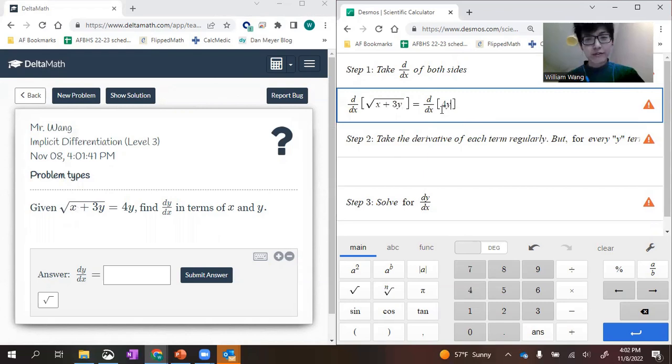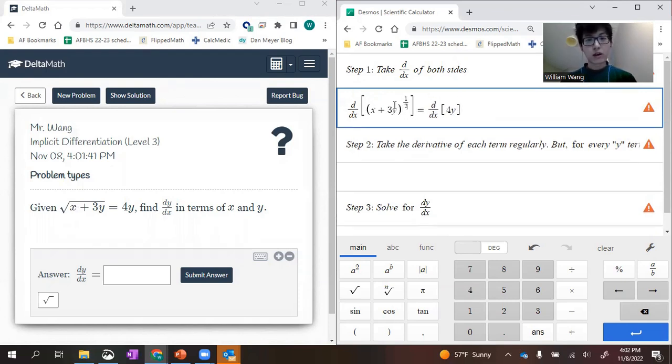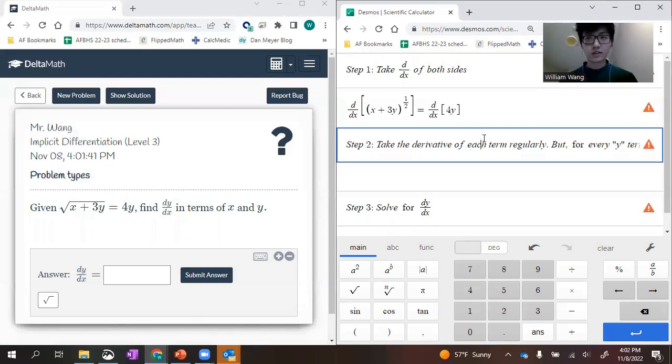One thing I'm going to do in this first step, though: I already know these square roots, I don't really like dealing with them. Square roots can be confusing. So I'm going to rewrite this right off the bat as a fractional exponent. Instead of the square root of x plus 3y, it's going to be x plus 3y to the 1/2 power. And hopefully we remember that that is a rule.